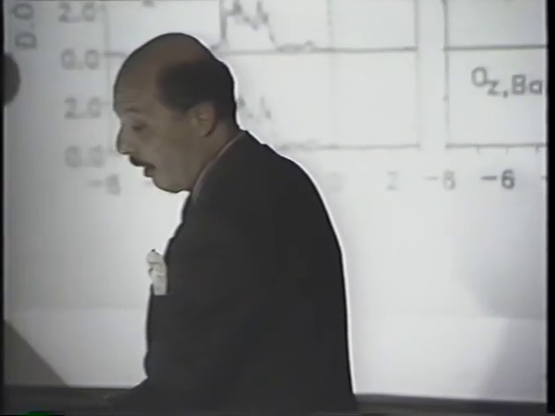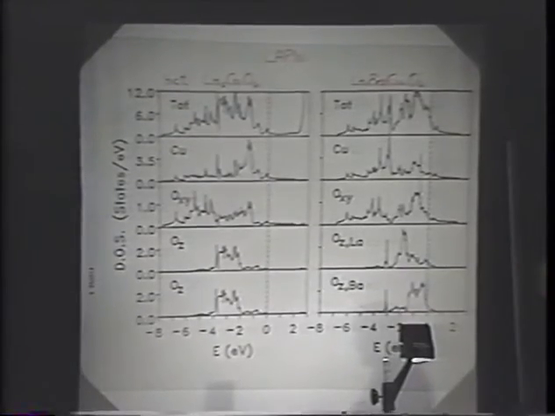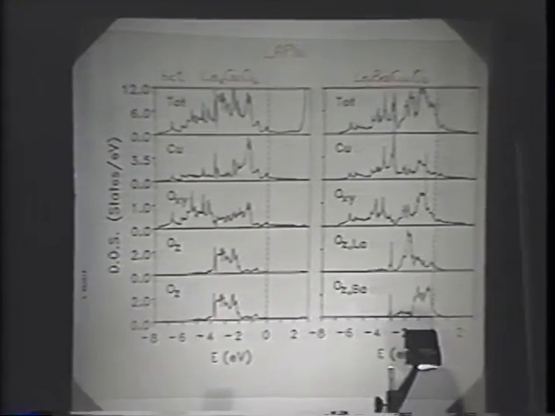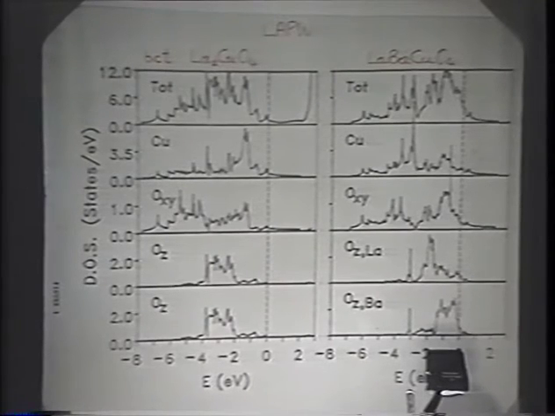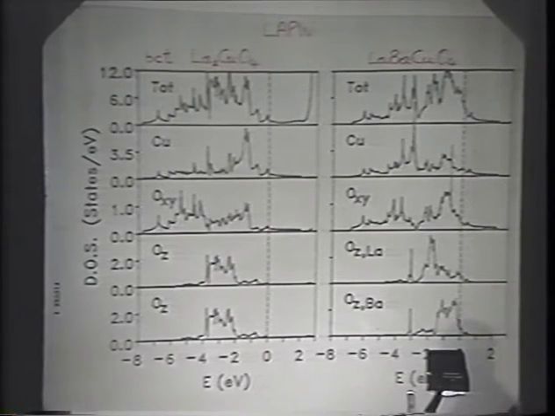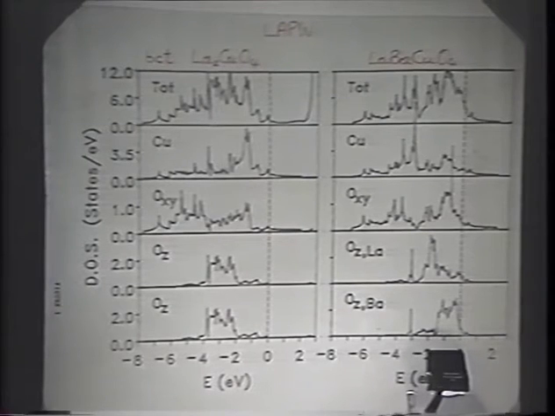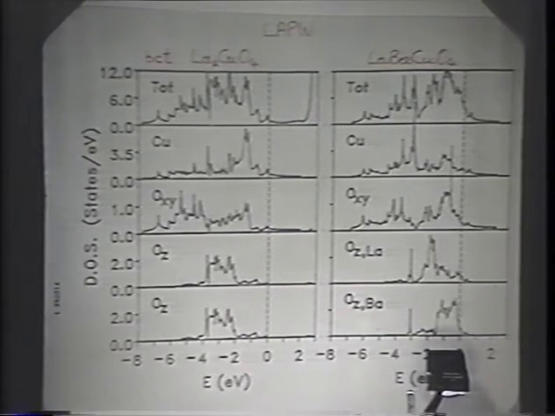I will start with a similar picture to the one you saw just now, showing the body-centered tetragonal compound densities of states, which were done with the linearized APW method using general potential. And what you can see here on the left is the lanthanum compound, and on the right, a compound in which we have replaced half of the lanthanums with barium.